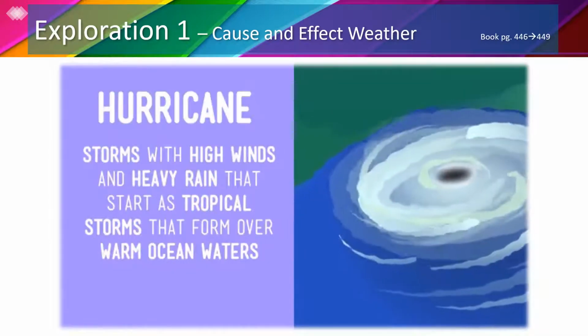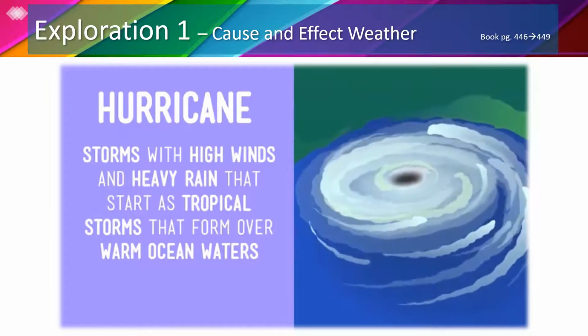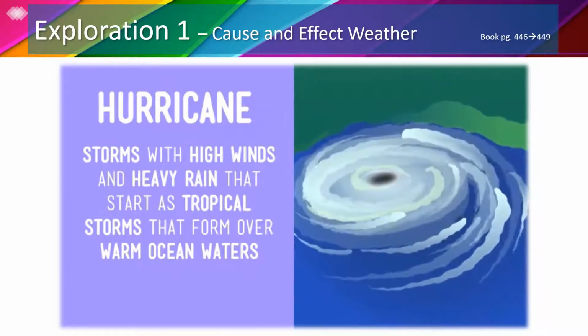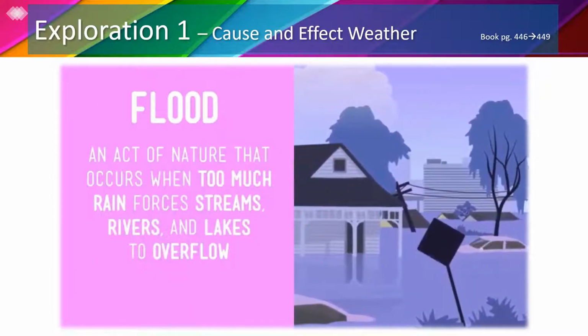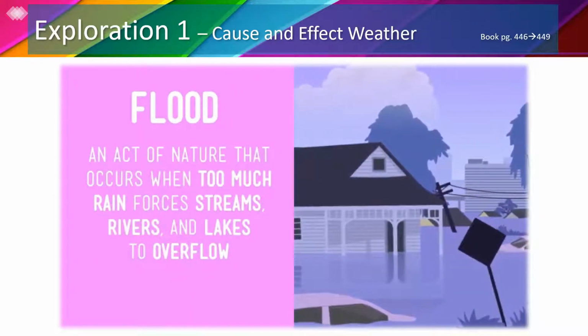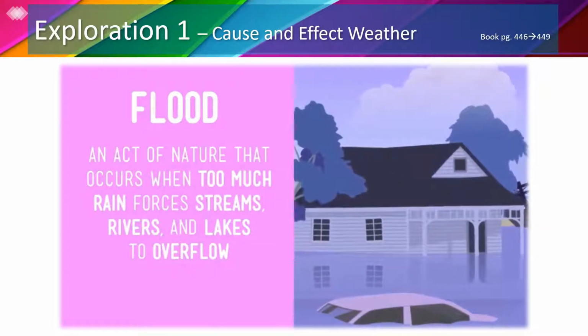Hurricanes, or typhoons, are storms with high winds and heavy rain that start over warm ocean waters and bring lots of water with them. Speaking of lots of water, let's talk flooding. Floods happen when too much rain forces streams, rivers, and lakes to overflow, sending lots and lots of water where it doesn't belong, like your backyard.